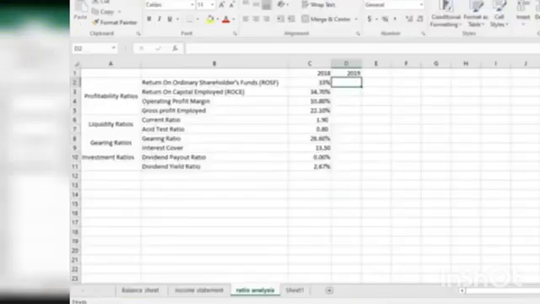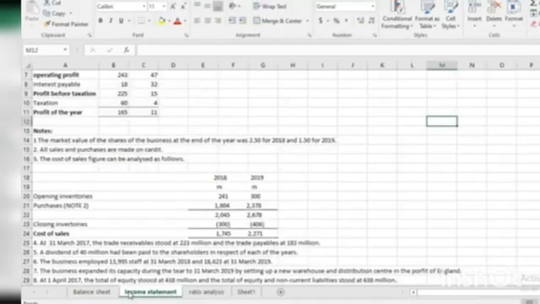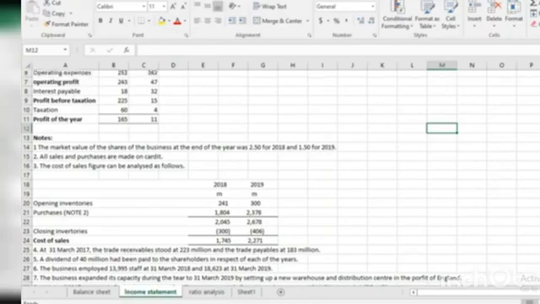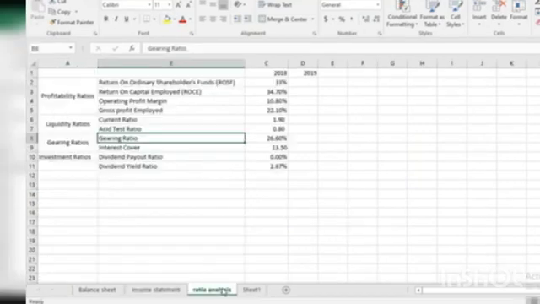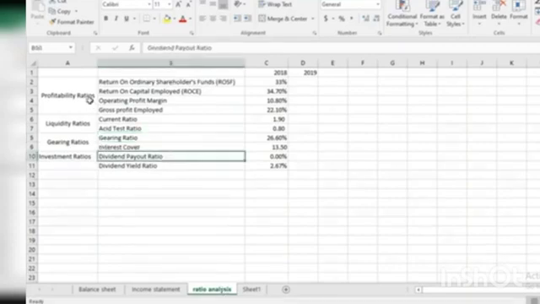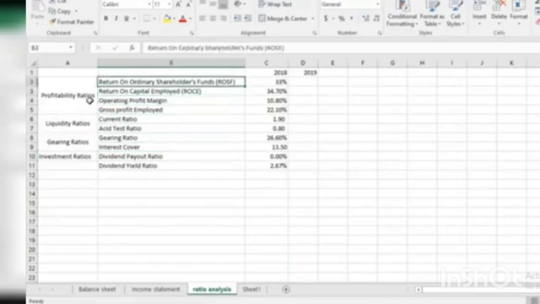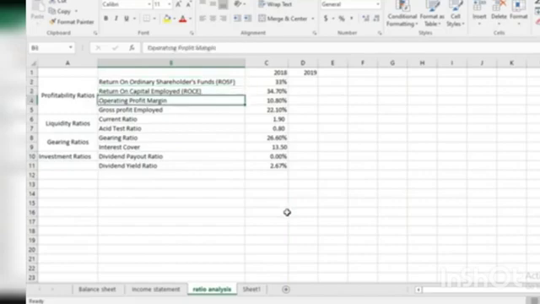We will use formulas and find the values for the 2019 year, and at the same time we have to find the 2018 and 2019 year values. We have been given all these ratios for 2018, so by using formulas we will work out the 2019 ratios. In profitability ratios, return on ordinary shareholders' funds in 2018 is 33%. So we have to find it for 2019.